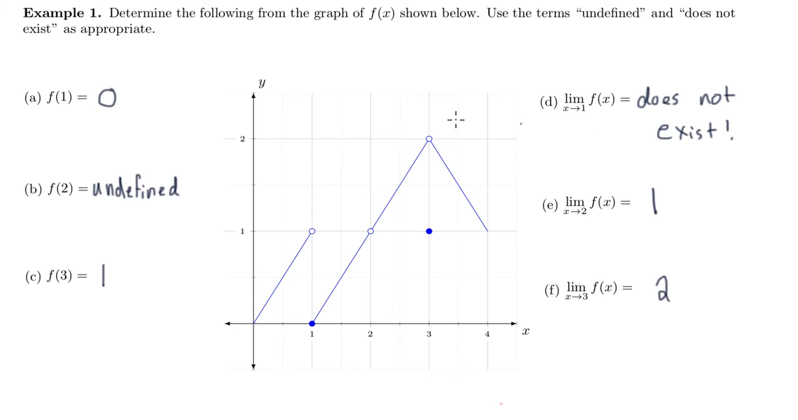And so you see we have a situation where the function's defined and the limit doesn't exist. The function's undefined, but the limit does exist. And then we have a case where the function is defined and the limit does exist.